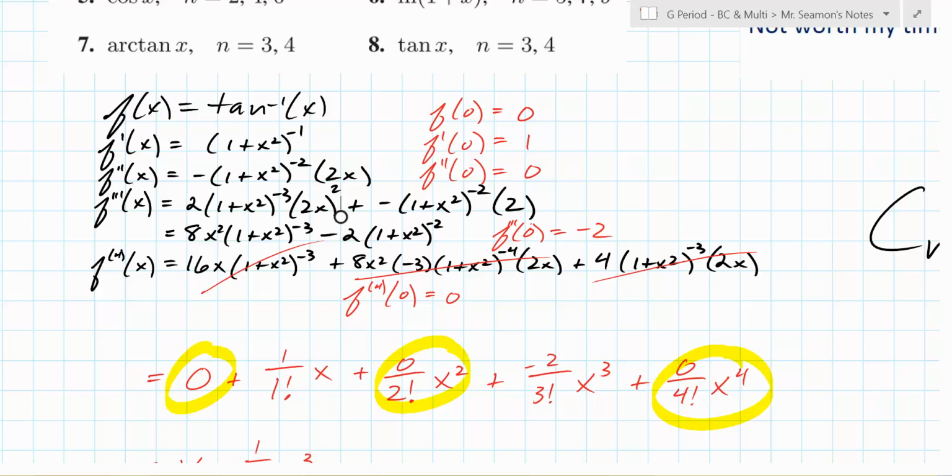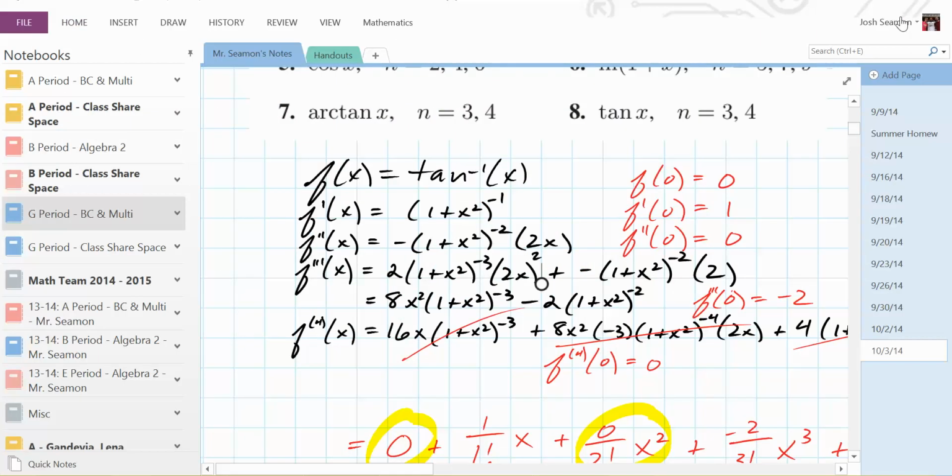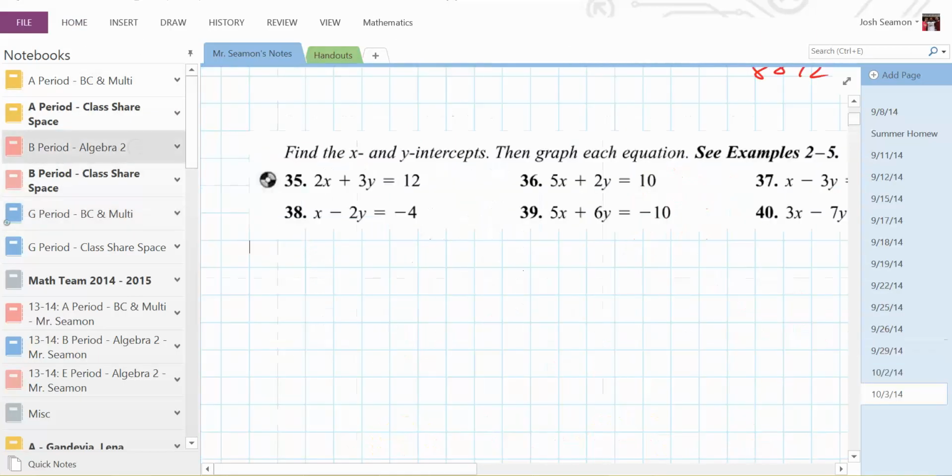So what does this thing go to? Because it's 16x, it doesn't matter what this is. It's 0 times something, so it's going to be 0. Plugging in anything other than 0 is kind of annoying, but plugging in 0, what do you get? 0. So what does this whole thing equal? 0. So plugging in 0 is usually nicely useful. Usually. Is it always nicely useful?